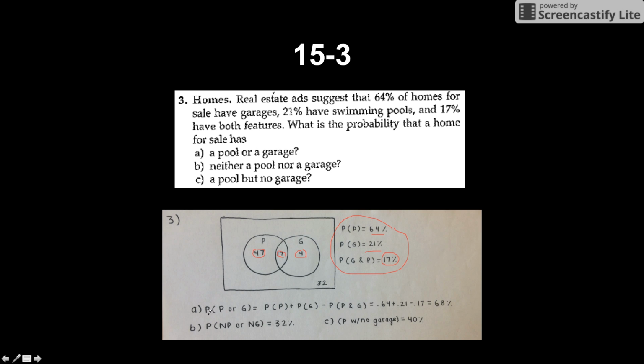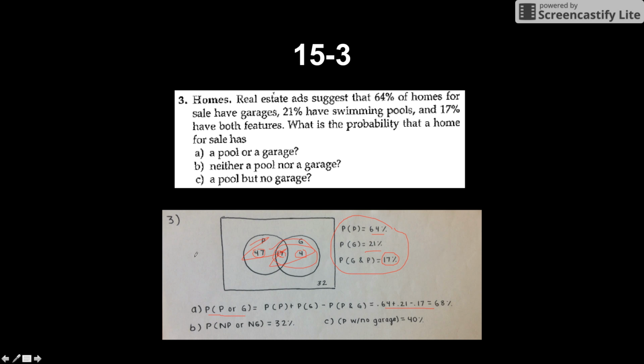The first question, I write my probability statement. P, a pool or a garage. Well, that is the entire Venn diagram area inside here, which mathematically is the probability of P plus the probability of G minus P and G. Or I could just add these three numbers up and that would also give me 68.